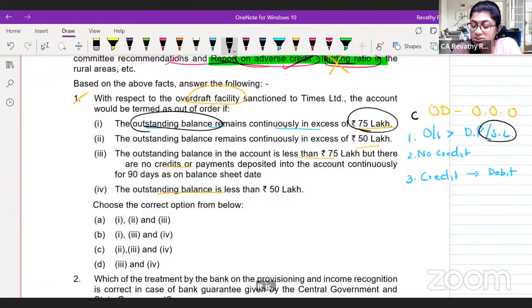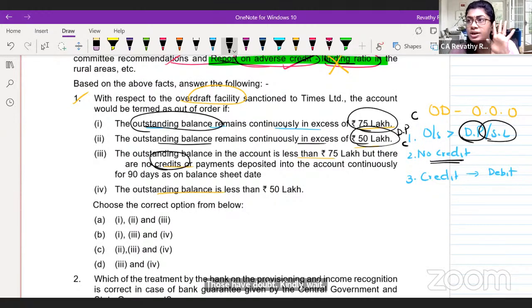Outstanding balance is in excess of 50 lakh. 50 lakh is the drawing power. That's also correct. Those who have doubt, kindly wait. No credits at all. No credit at all for 90 days. No movement at all. Correct.